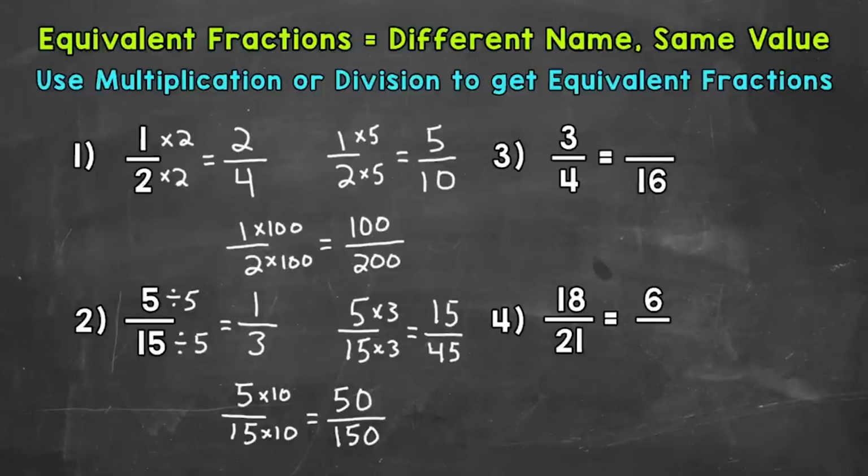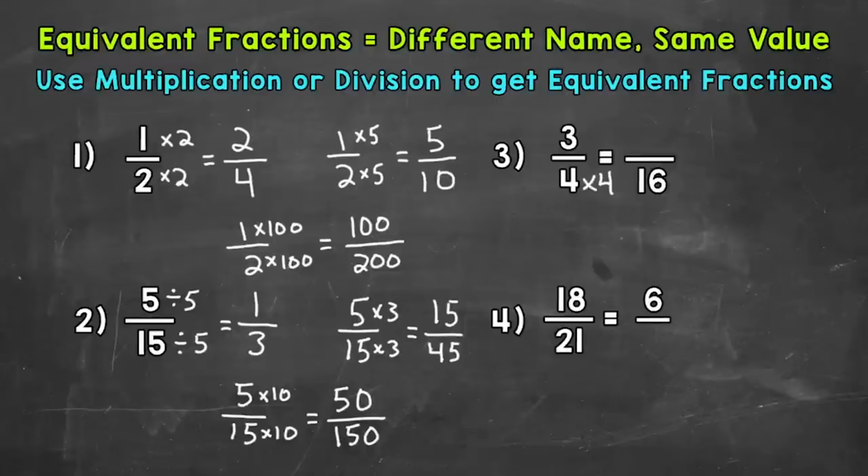So for number 3, we have 3/4 equals how many 16ths? So we need to look at what we're given. We're given both denominators. We have a 4 and a 16. We need to take a look at how do we get that 4 to equal 16? And then we need to do that same exact thing to the numerator in order to get an equivalent fraction. Well, we know that 4 times 4 equals 16.